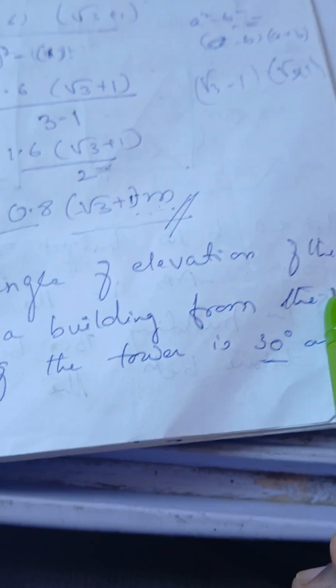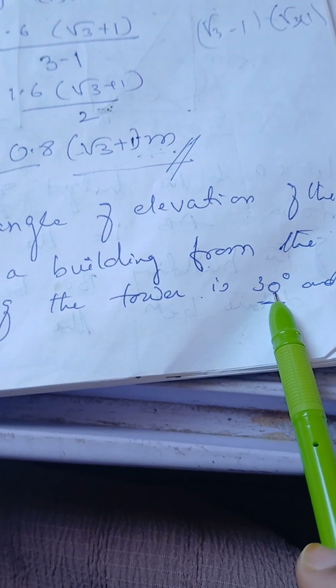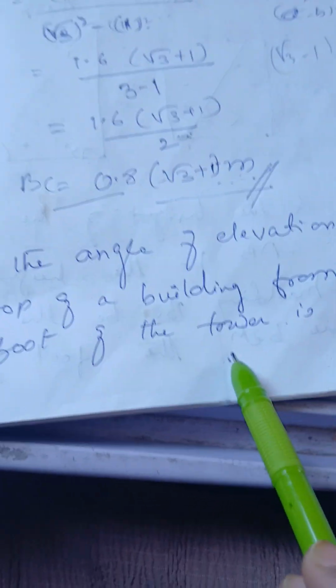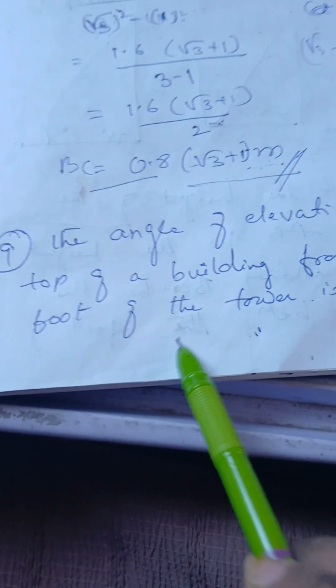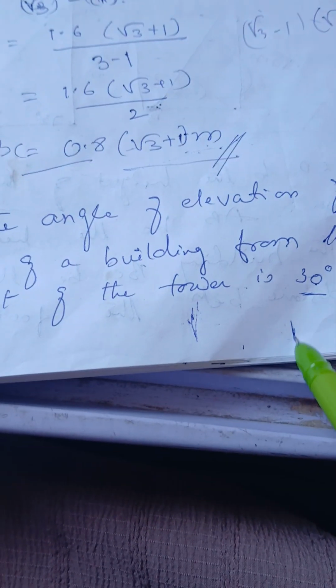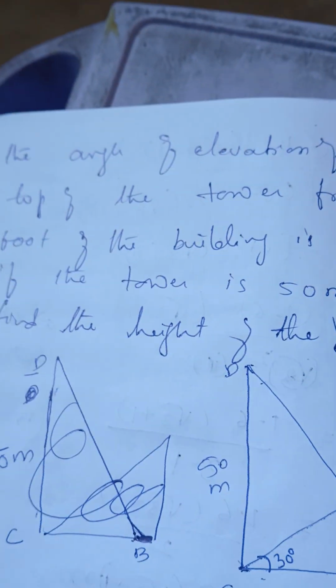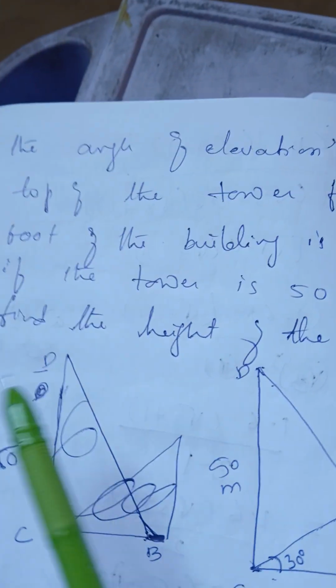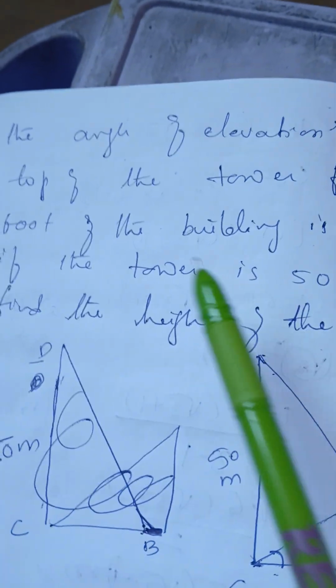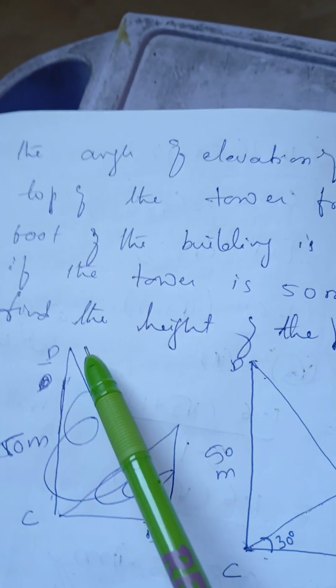Similarly, we will solve the ninth problem. The angle of elevation of the top of a building from the foot of a tower is 30 degrees. So there is a building and there is a tower. And the angle of elevation of the top of the tower from the foot of the building is 60 degrees. If the tower is 50 meters high, find the height of the building.